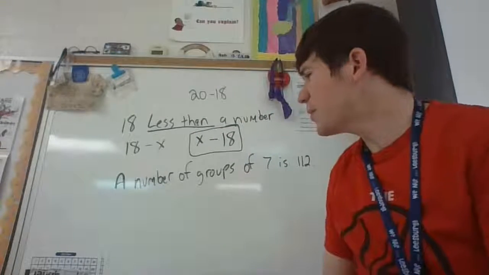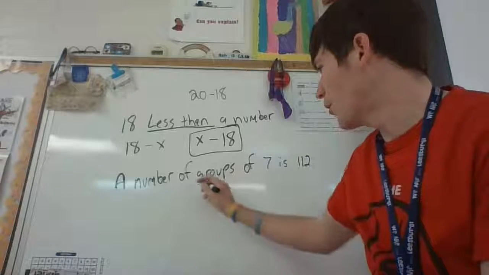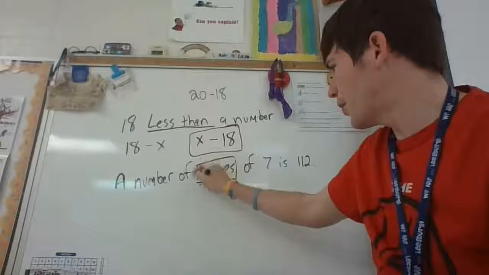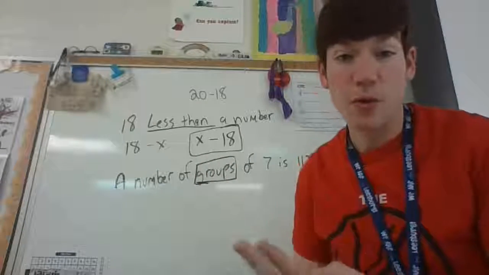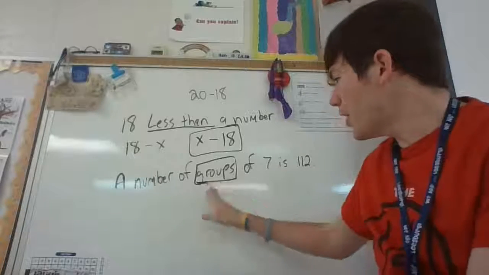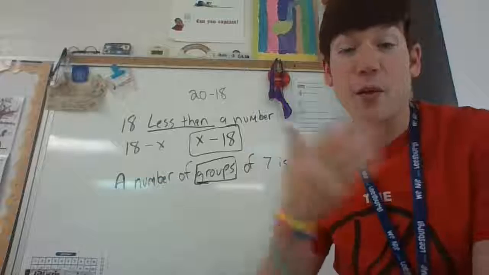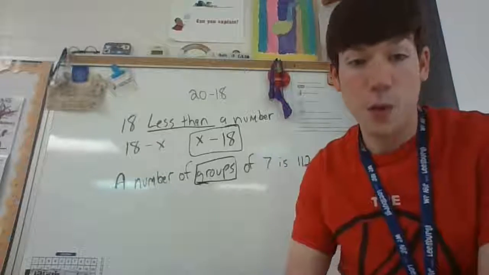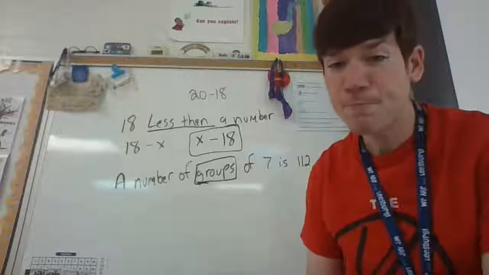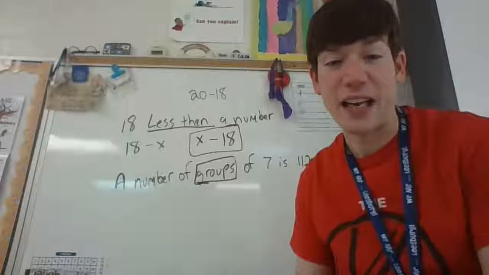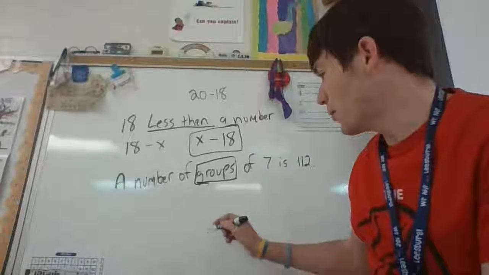All right. The second one says a number of groups of 7 is 112. Now, when I see that word groups, I'm starting to think that's either going to be division or multiplication. So when I'm thinking groups of 7, and it's going to make 112, I'm thinking, well, I have 7, and then 14, and then 21, and then 28, and then 35. Counting by my multiples of 7, how many 7s is that going to take to get to 112? I don't know. That sounds like multiplication to me.